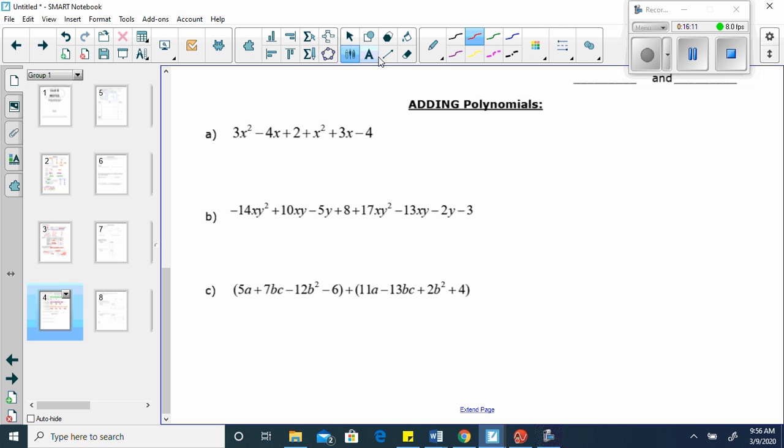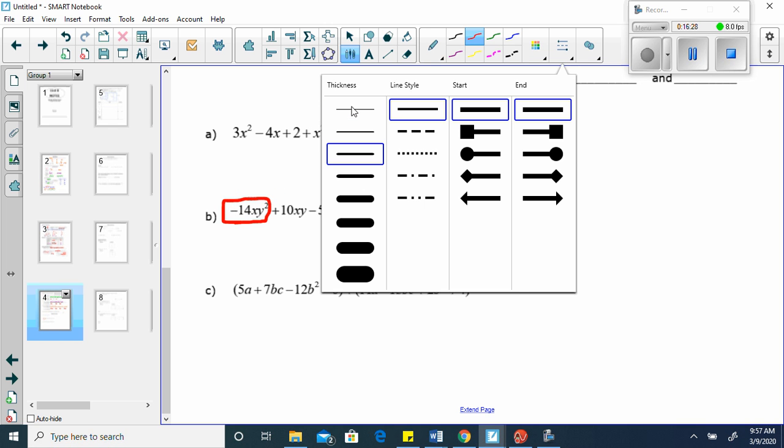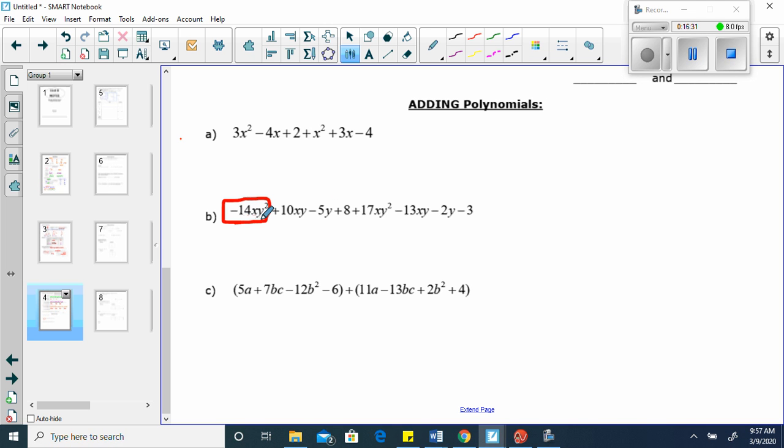Real quick, I'm going to show you something here. What I do as I'm going through these problems is I look for things that look alike. Okay, so I come here and I see, okay, here's a negative 14xy squared. I'm going to box this. Make a rectangle around it. Then I'm going to find anything else that has xy squared. Where else do I see xy squared? Right here. I'm going to make sure I get the plus or addition sign in there with it. Do I see any more xy squareds? Nope. Okay, cool.